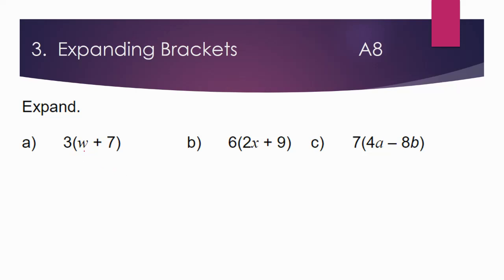Expand in brackets, we've just looked at that. So we multiply everything inside the bracket by the number on the outside. Okay, so this means getting rid of the brackets. We're going to do 3 times w gives us 3w plus 3 times 7 is 21. Okay. 12x plus 54.